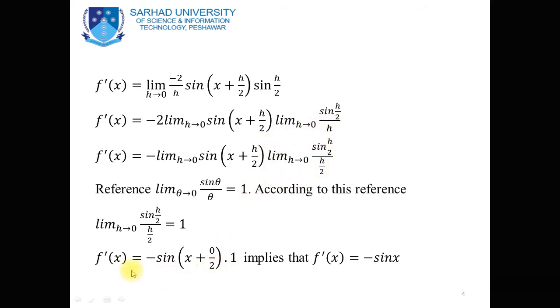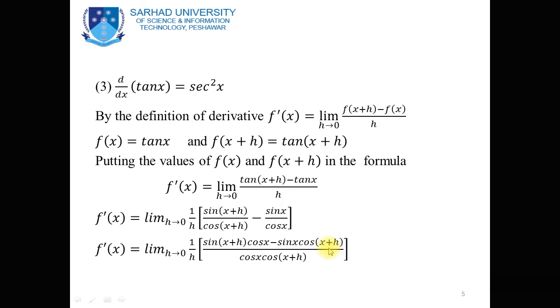Now this implies that the derivative of the function is equal to minus sine x. So the derivative of cos x with respect to x is equal to minus sine x. Now another proof, for example, the derivative of tangent x with respect to x is equal to secant square x.